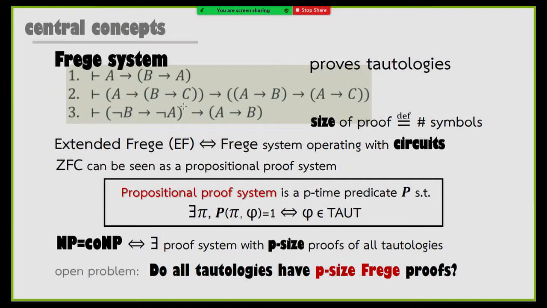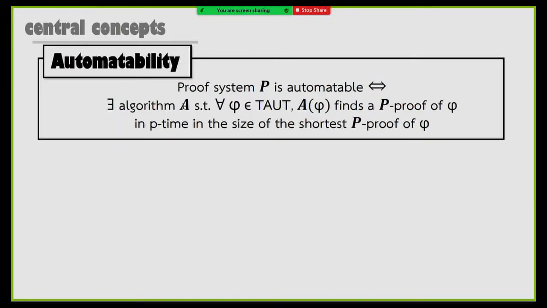In proof complexity, we are not interested just in length of proofs. We also want to know how hard it is to find proofs. And this is formalized by the notion of automatability. So we say that a proof system P is automatable if there is an algorithm A such that for each tautology phi, the algorithm A given the formula phi finds a P proof of phi in polynomial time in the size of the shortest P proof of phi.